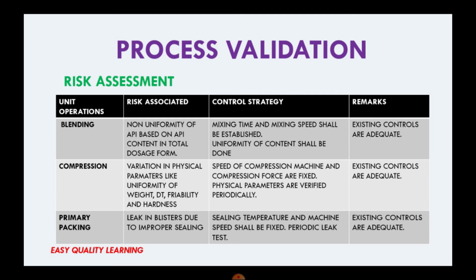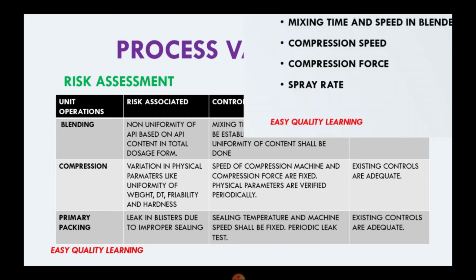Then comes primary packing. What we are doing in primary packing? Leak test is the biggest risk in your primary packing. So to mitigate this risk, sealing temperature and machine speed are fixed, and we are establishing the range of these particular parameters: at what sealing temperature and what speed we are getting the correct sealing. So that becomes our operating range, and a periodic leak test is done to verify the uniformity in sealing, and of course physical observations are done for observation of knurlings.